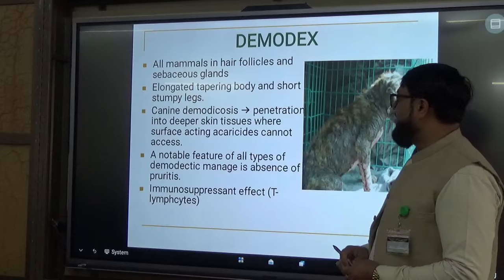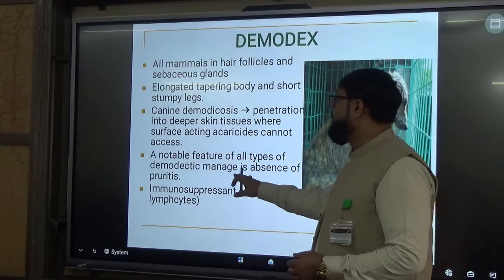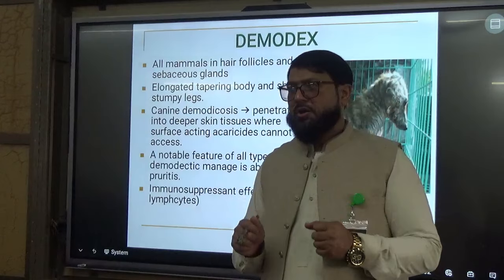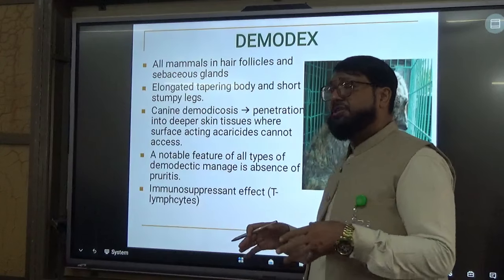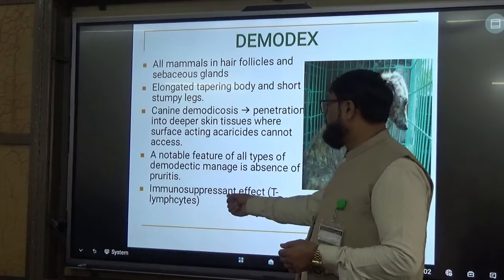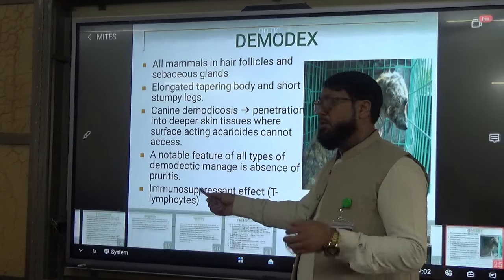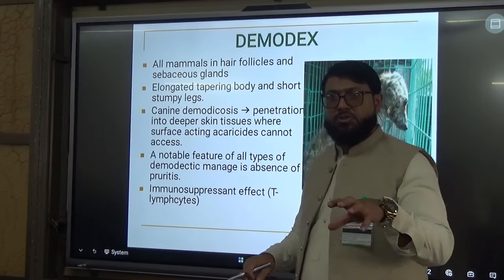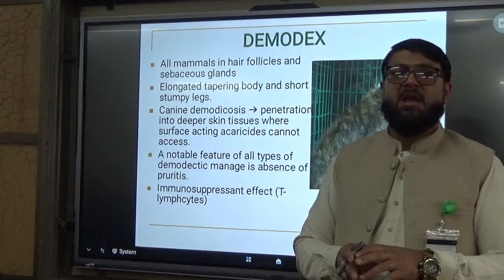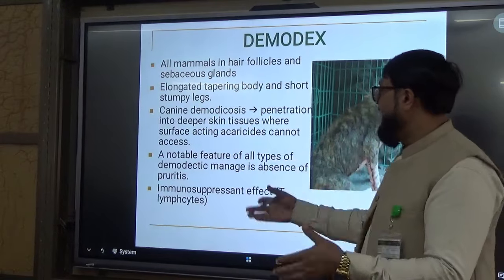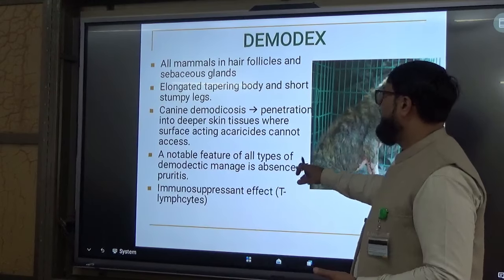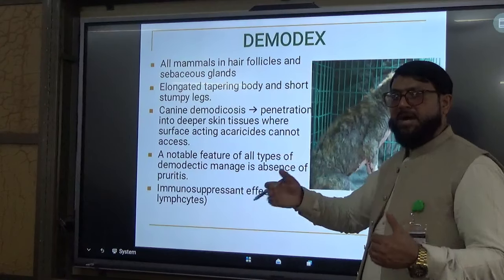A notable feature of all types of Demodex mange is the absence of pruritus. It is quite surprising, because of their elongated nature, their short legs and their deep penetration into the layers, so that the topical layers are not affected. In addition, they somehow control the immune system of the host by releasing immunosuppressant agents. Those agents do not allow the host to act against them or even feel that something is going wrong. That's why the itching or pruritus is probably very mild in this situation.